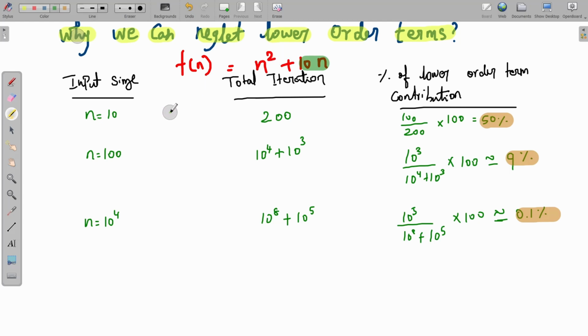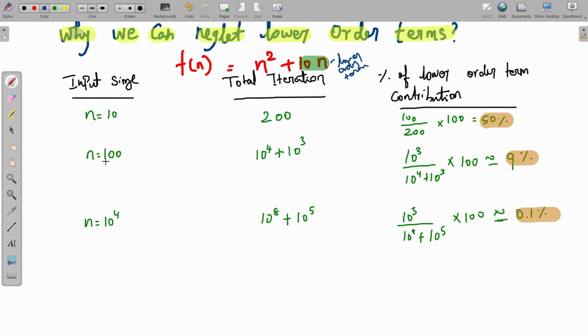Okay, so let's take my n is 10. What is the total iteration? 10 square plus 10 into 10, that is 200. In the total iteration, how much percentage of lower order term contribution? I am just calculating the lower order term contribution. This 10n is the lower order term, right? So the 100 is 50% contributing, even if your n is 10.